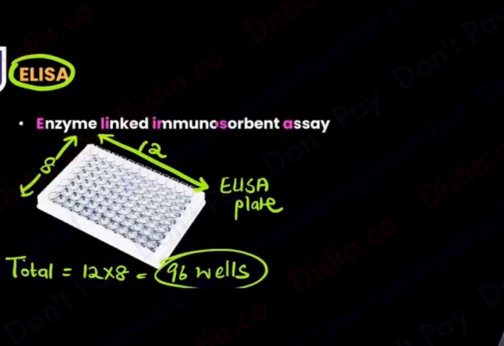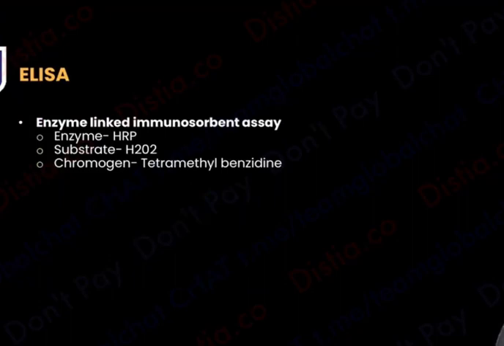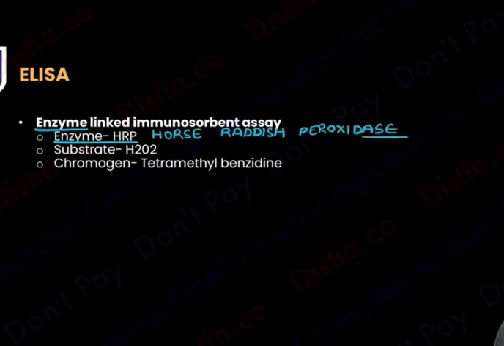So first I want you to memorize 3 things, then I'll tell you the types of ELISA. If you ask me what the enzyme is, it is HRP. If you want to know the full form, horseradish peroxidase. Peroxidase tells me that yes, it is an enzyme. Then you have a substrate called hydrogen peroxide, H2O2.